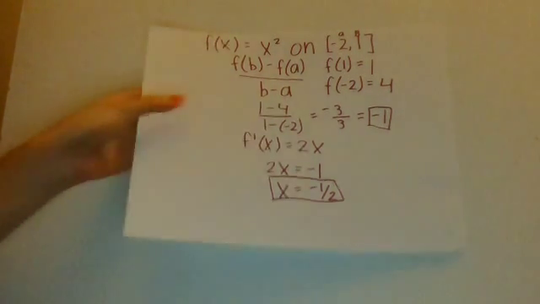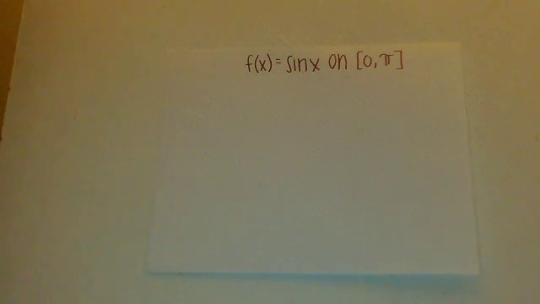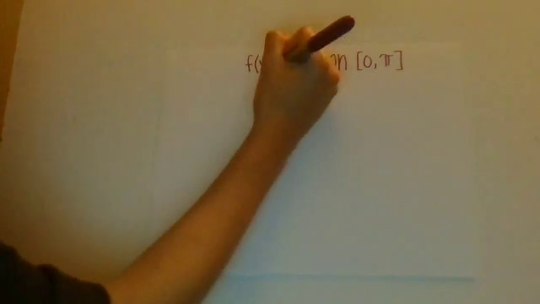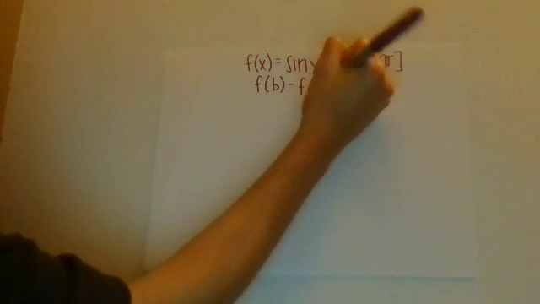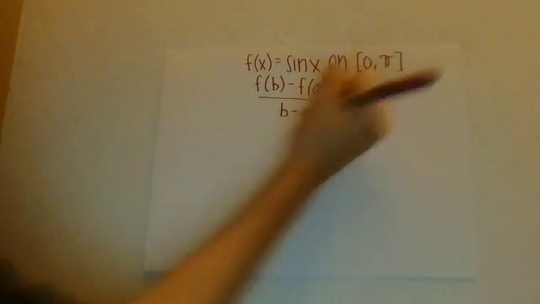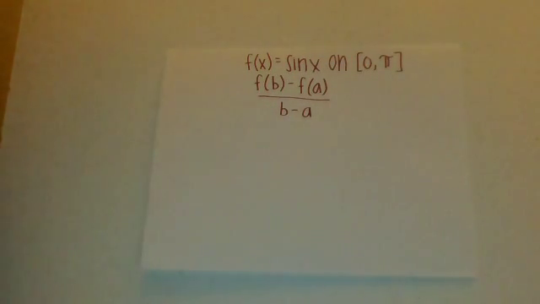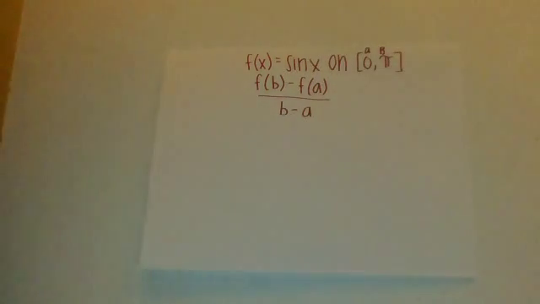And now we're going to throw in some trig. So we're going to do the same steps again. You have to use your equation f of b minus f of a over b minus a. So your a is going to be 0 and your b is going to be pi.